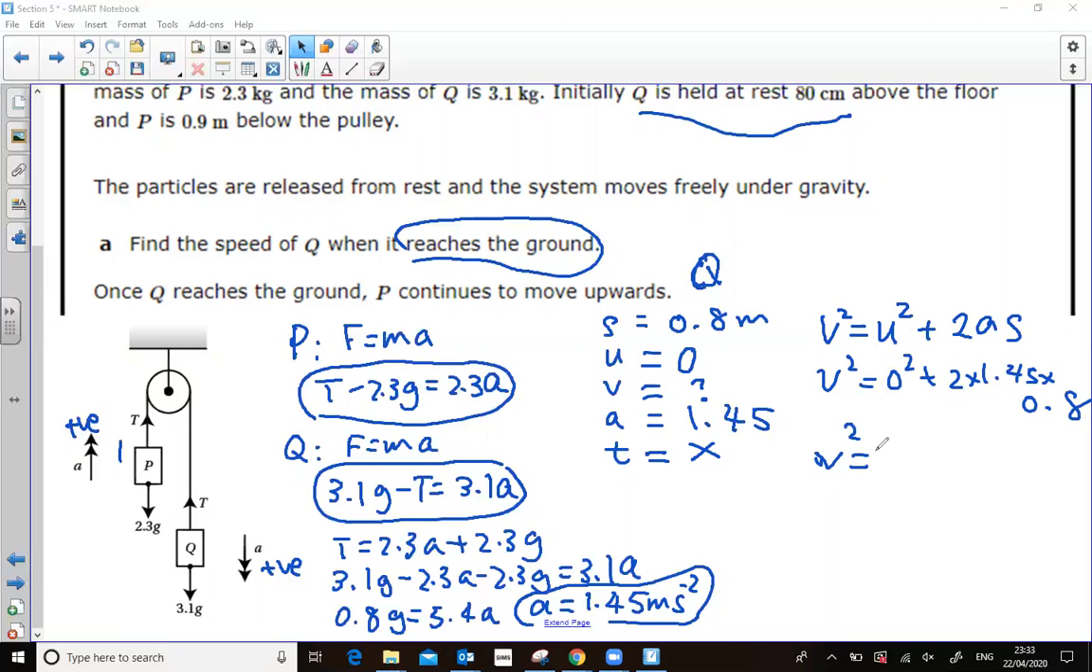So we'll get v squared firstly equals 2.32. So v equals the square root of 2.32, and that would be 1.52 meters per second. And that's your answer for part A, which is the speed of Q when it reaches the ground. Okay, so there's part B for this question as well. So let's have a look now.